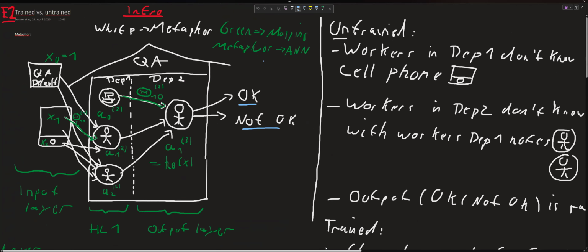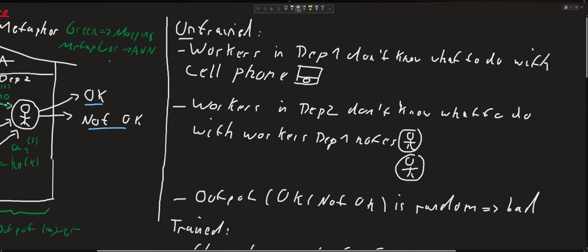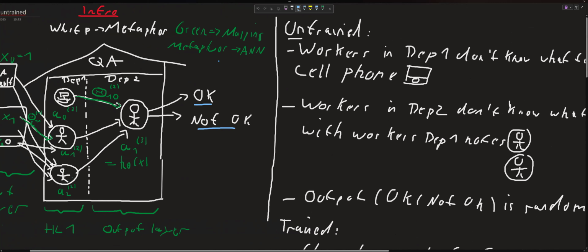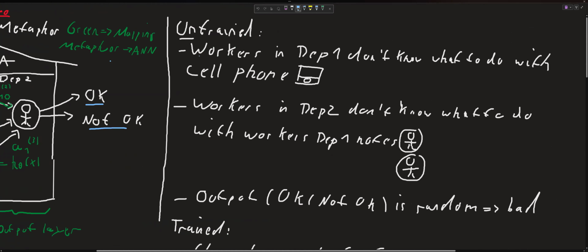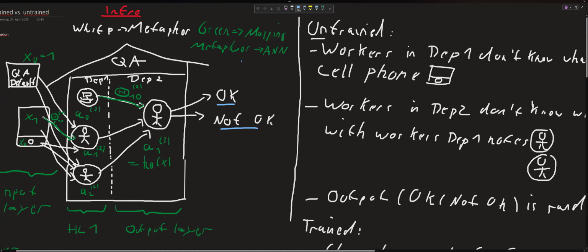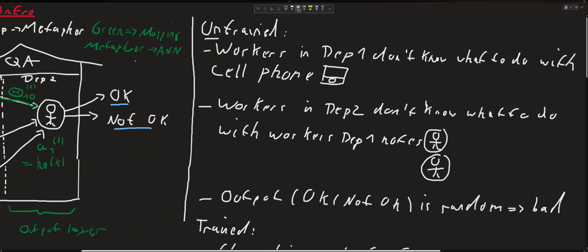And now if we look at this from the example, right? What does untrained mean? Untrained means we just put in some people that are absolutely not qualified. You can think of them as having kind of an empty brain, like the kid that we want to show what a sports car is, before the mother shows the kid, right? So untrained means we have workers in department 1 that don't know what to do with the cell phone. They get the input, the X1 and X2, they get the cell phone, but they have no idea what to do, right?